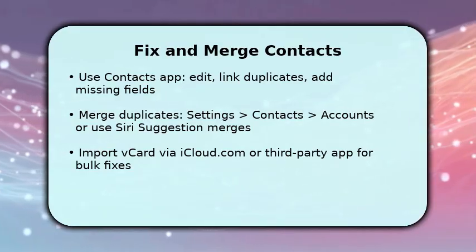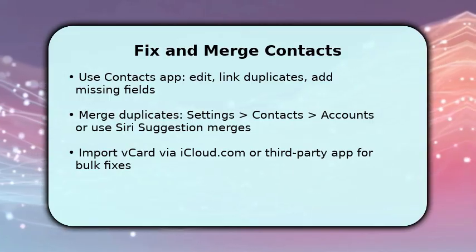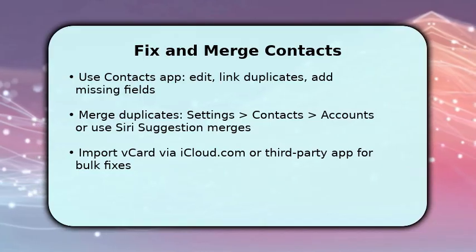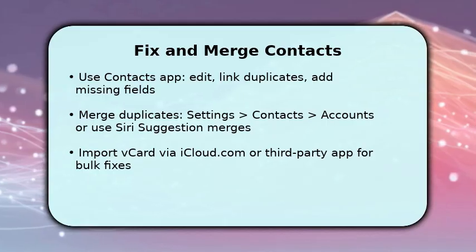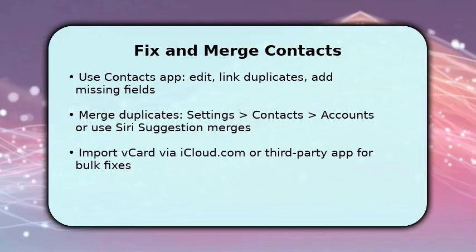Open the Contacts app and pick the most complete entry as the master, then edit fields to add missing numbers or emails. Consistent labels, mobile, work, matter for reliability. To remove duplicates, link contacts inside the app or use Siri suggestions, which proposes merges. Accept only correct matches.